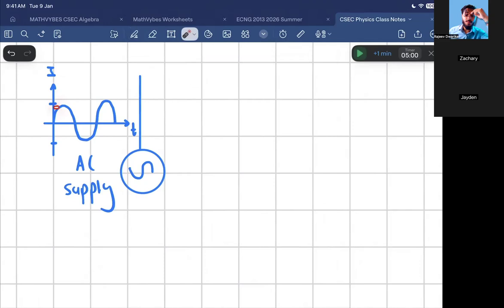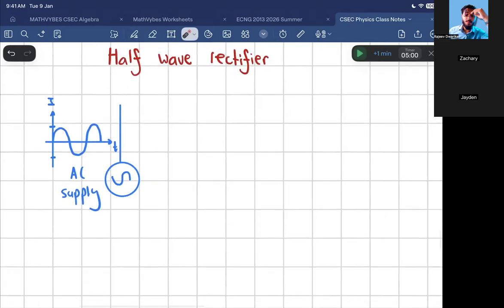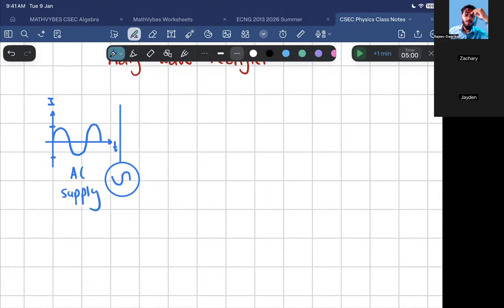The current goes in this direction one minute and in the other direction the next, it's switching. Remember, alternating current means that the direction of the current switches periodically. We have the diode here, and we have our resistor here.